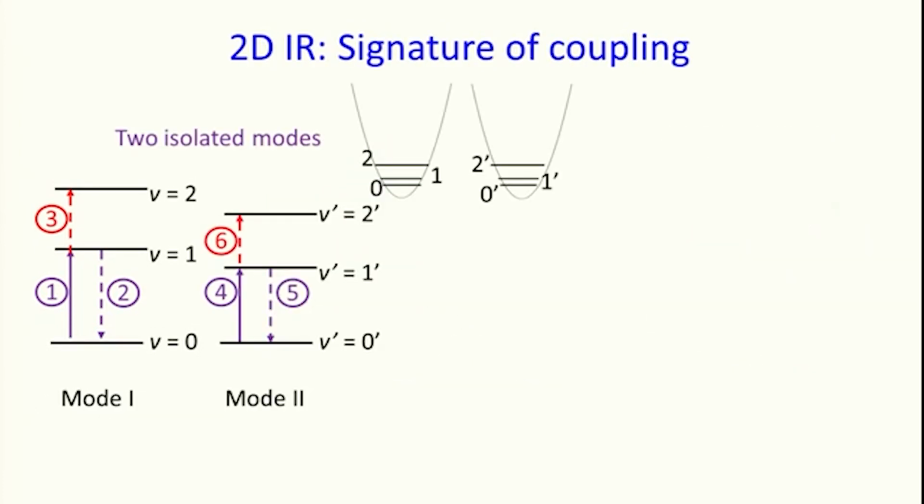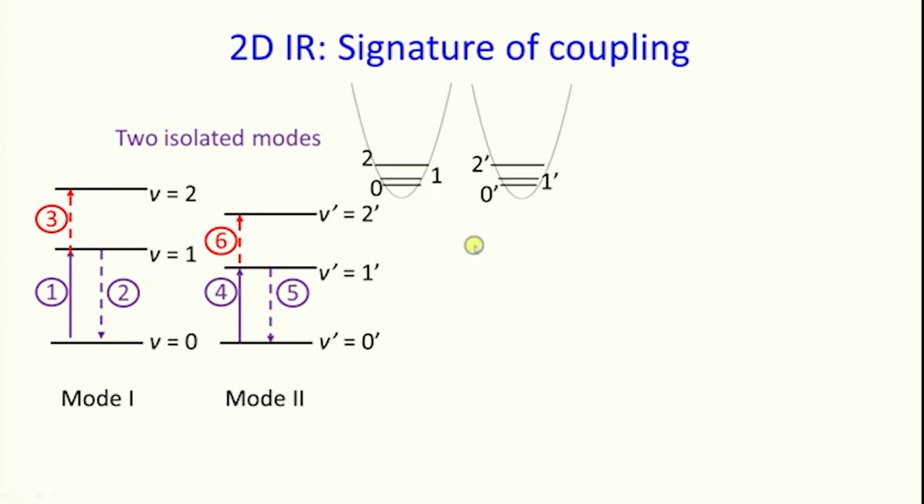Now, let us make the situation a little more complex, because as we said earlier, the appeal of 2D IR lies in the understanding of coupling between normal modes of vibration. So, if coupling has to happen, then you should have two normal modes. So, now let us see what kind of 2D IR spectrum we expect when we have not one but two normal modes of vibration. To start with, let us talk about two isolated modes.